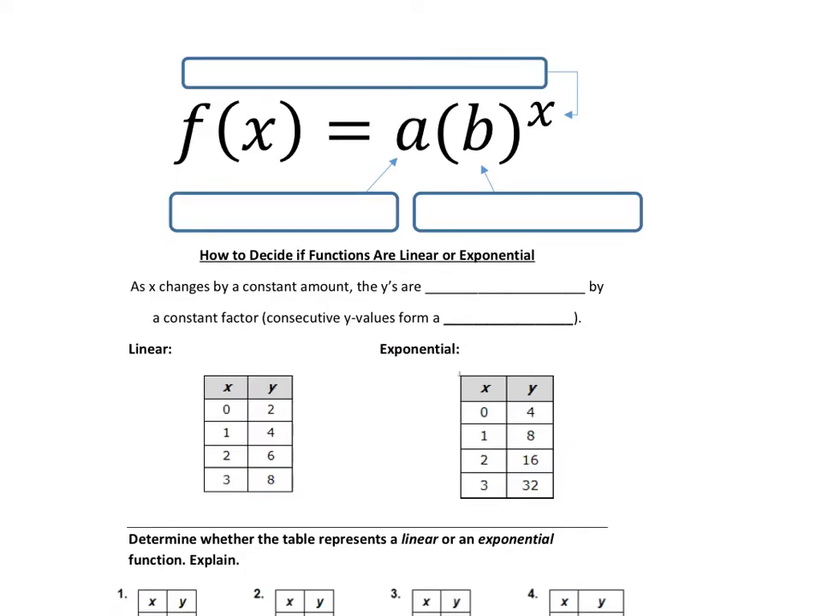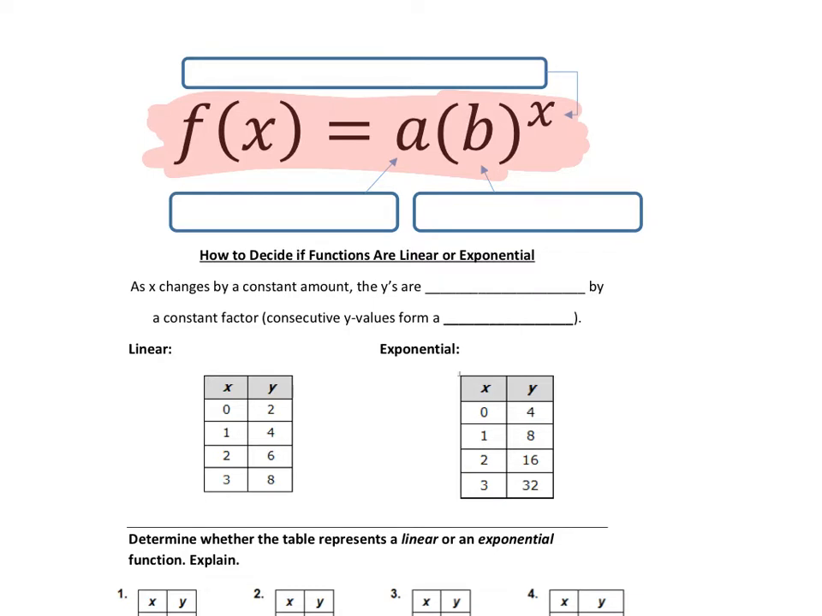Now, this is a different formula than we've ever used before. If you have a highlighter, I want you to highlight the formula here on the top of your page. It's f of x equal to a times b to the x power. Circling it is fine. This is not on your formula chart, which means it's something you have to memorize. But it's real easy because it's just f, a, and b.